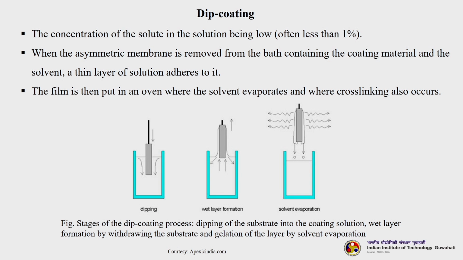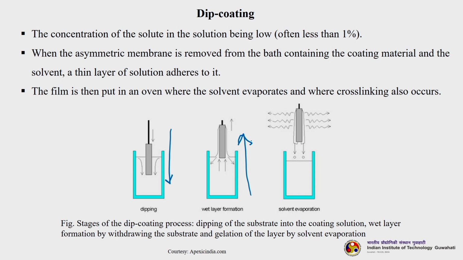The concentration of the solute in the solution is low, often less than 1%, and when the asymmetric membrane is removed from the bath containing the coating material and the solvent, a thin layer of solution adheres to it. You can see this figure showing the stages of dip coating processing. Initially, the dipping of the substrate into the coating solution. So, you are slowly putting it inside the bath, which contains the polymer, prepolymer or monomer. Then you allow it some residence time so that the coating happens properly, then you take it out slowly in this way.